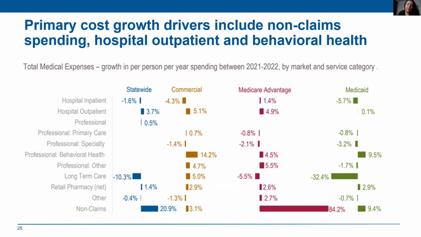So that's the second row across the top. You can see statewide hospital outpatient grew 3.7%. Although that varies, it hardly grew at all, 0.1% in Medicaid, all the way up to 5.1% in commercial. And then we also saw behavioral health spending grow a lot, 14.2% growth in commercial, 4.5% in Medicare Advantage, and 9.5% in Medicaid.